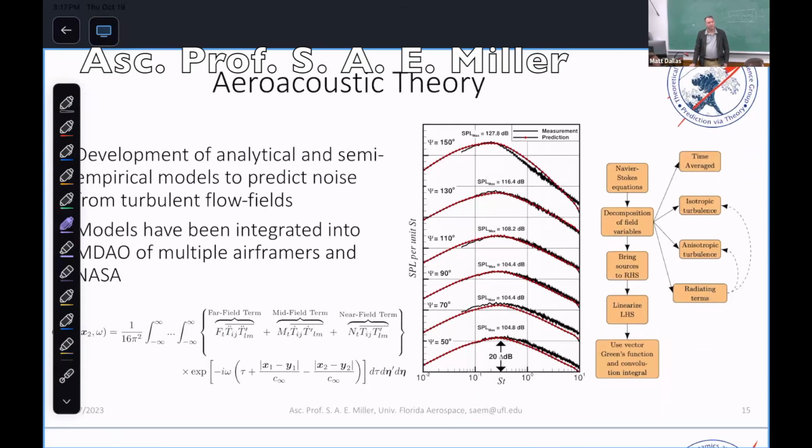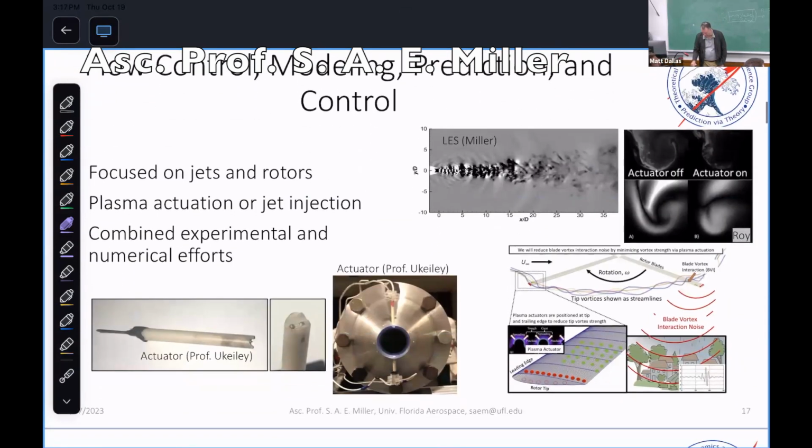I do aeroacoustics. That's what I did my PhD on. That's the study of how acoustic waves come out of turbulence. And I don't want to go too much into this. I talked about transition. We want to control transition to turbulence.